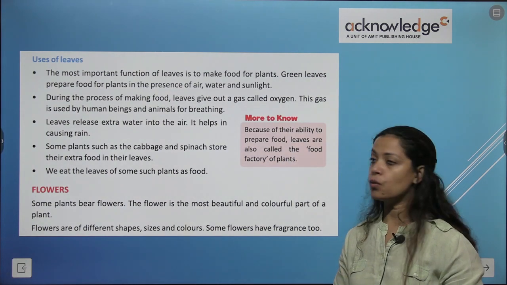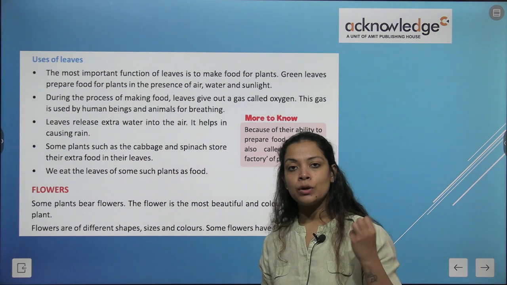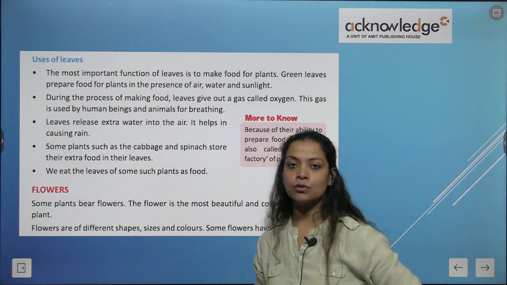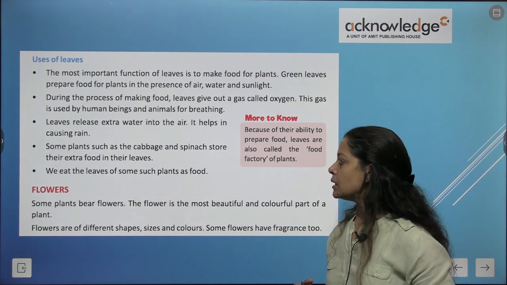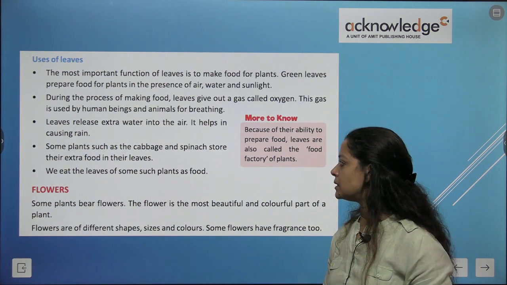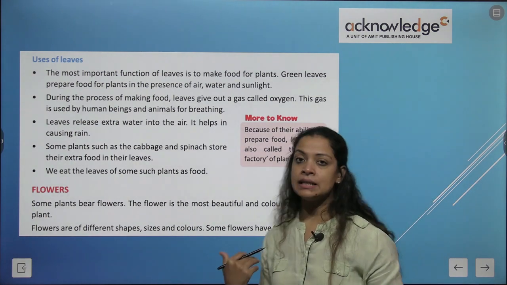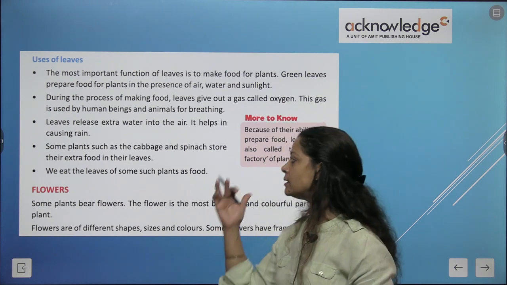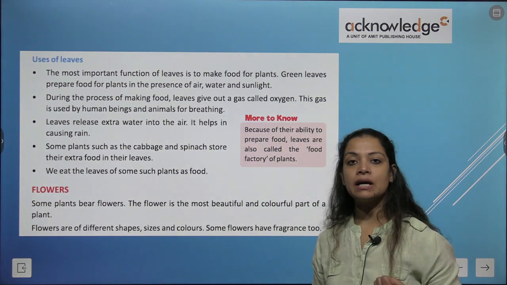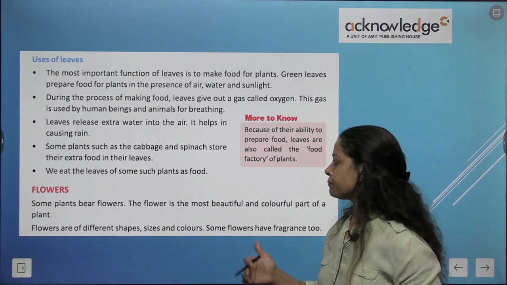Leaves release extra water into the air and it helps in causing rain. तो जो excess water जो air में transfer हो रहा है through leaves and trees, वो ही rain का cause होता है. Some plants such as the cabbage and spinach, they store their extra food in their leaves. So what do we eat as a leaves of a plant? We eat cabbage and spinach. हम leaf खाते हैं किसके? Cabbage और spinach के, and they have excess of water.